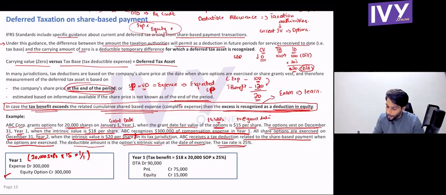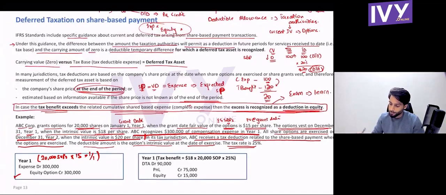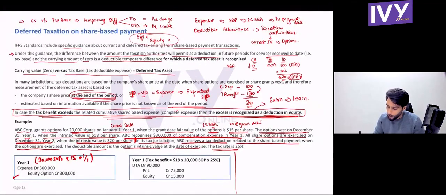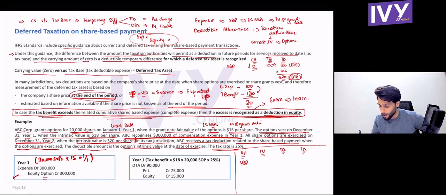So for example, at the end of year 1, when the accountant is trying to analyze what is going to be the deferred taxation impact, according to IAS 12, it is going to make 3 columns: carrying value, tax base, and the temporary difference. In the case of share-based payments, since equity is recognized, no asset, no liability is recognized, the carrying value is 0. Sir, but what about the tax base?